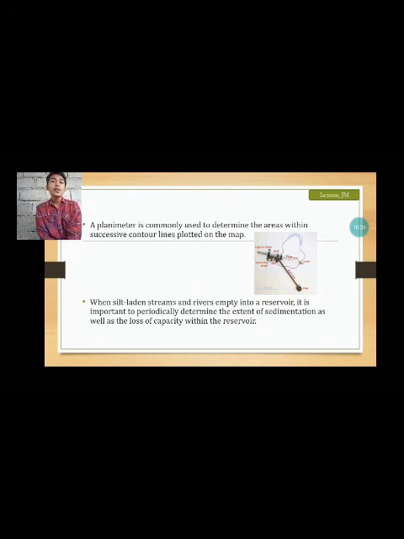A planimeter is commonly used to determine the areas within the successive contour lines plotted on the map. So this is the illustration of the planimeter. When silt-laden streams and rivers empty into a reservoir, it is important to periodically determine the extent of sedimentation as well as the loss of capacity within the reservoir.